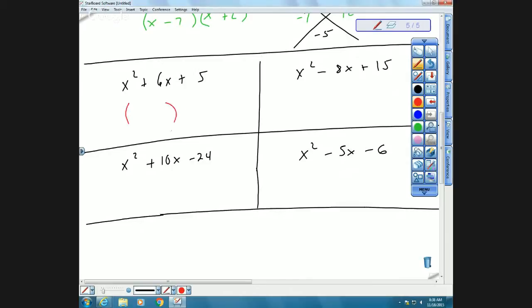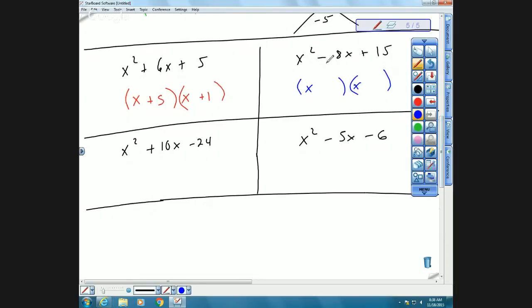So the first one says, okay, x times x is x squared. What multiplies to be 5 and adds up to be 6? 5 and 1, right? 5 times 1 is 5. 5 plus 1 is 6. On this one, what multiplies to be 15 and adds up to be negative 8? Negative 5 times negative 3 is positive 15. Negative 5 minus 3 is negative 8.